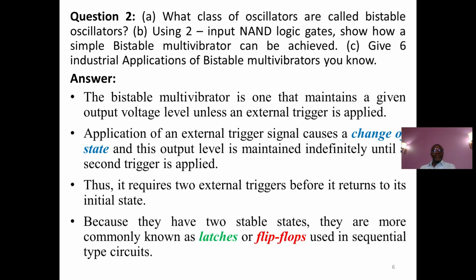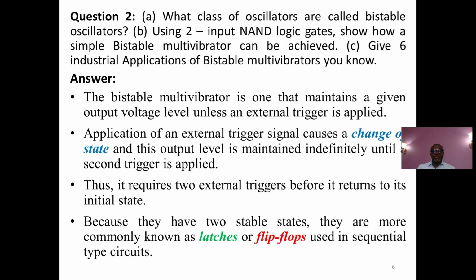So we'll quickly answer. The bistable multivibrator is one that maintains a given output unless an external trigger is applied. We want you to note it very well, that the bistable multivibrator is any multivibrator that maintains a given output unless an external trigger is applied.